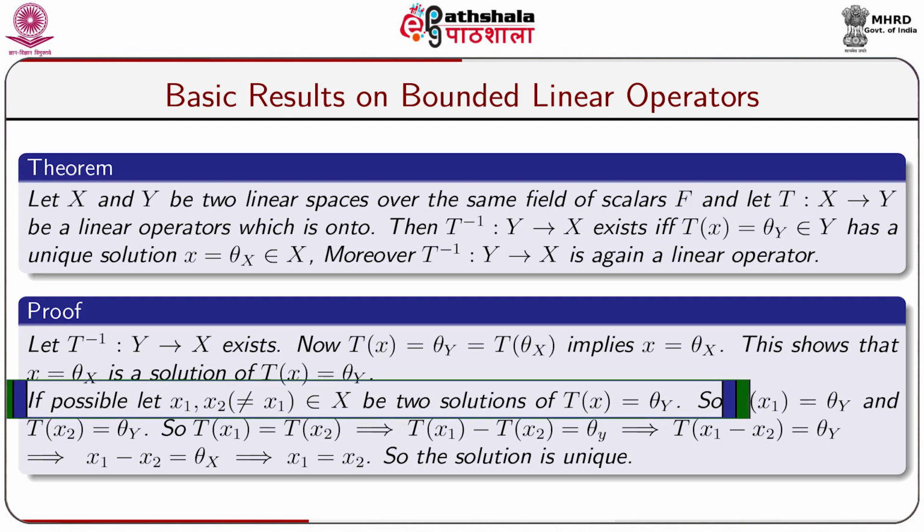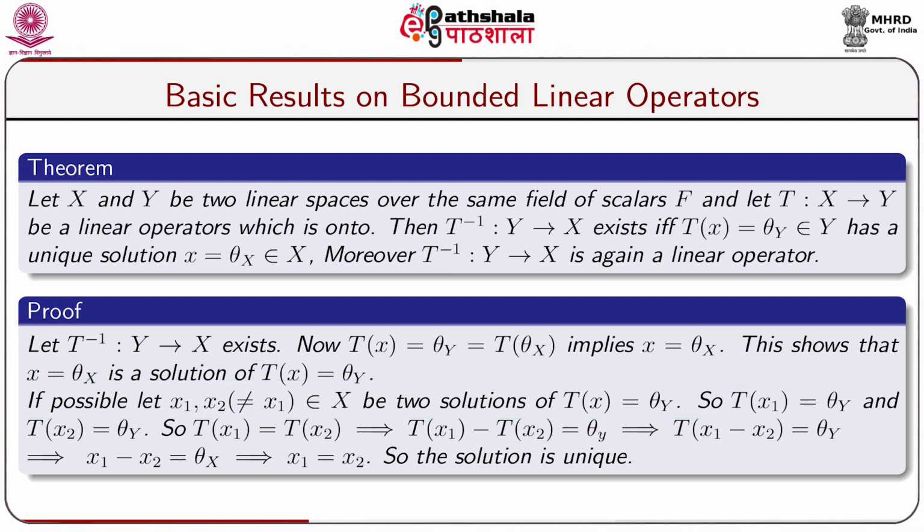If possible, let x1, x2, where x2 is different from x1, taken from X, be two solutions of Tx is equal to theta y. So Tx1 is equal to theta y and Tx2 is equal to theta y. So Tx1 is equal to Tx2 implies Tx1 minus Tx2 is equal to theta y, implies T of x1 minus x2 is equal to theta y, because T is a linear operator, which implies that x1 minus x2 is equal to theta x. This implies x1 is equal to x2. So the solution is unique.